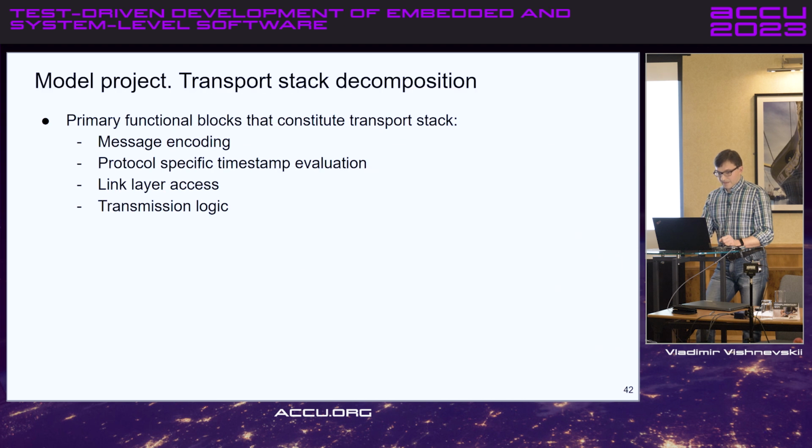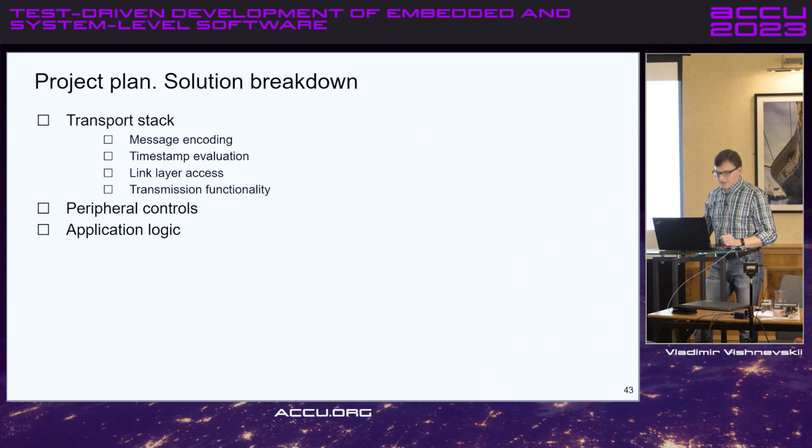So now let's go back to our example. In our transport stack, we can do the following decomposition. It really doesn't matter that much, but we have message encoding, so we need to prepare a message that we send. We have protocol-specific timestamp evaluation. We have some logic to get the timestamp that we place into the message. We also need to access the link layer. We also need to verify, and we also have some logic that orchestrates this whole thing together and controls the transmission. I will extend our checklist here.